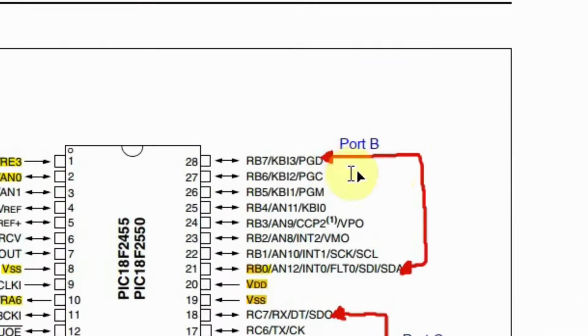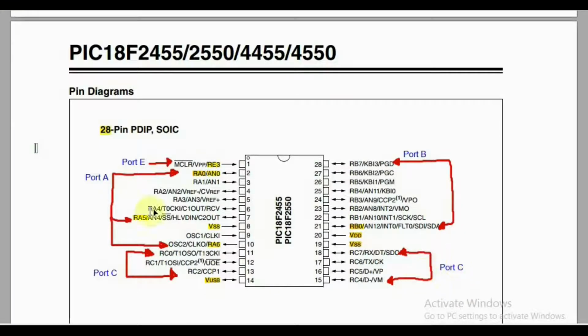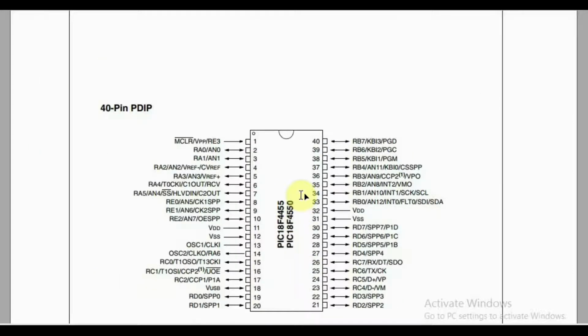Now let's move to port B. Port B groups all the pins starting from RB0 all the way up to RB7, and it's an 8 pin port. Same for port C, and we have port E here with only 1 pin, RE3. I think many of you guys are asking, where the hell is port D? Port D exists only on 40 pin microcontrollers like the one here.